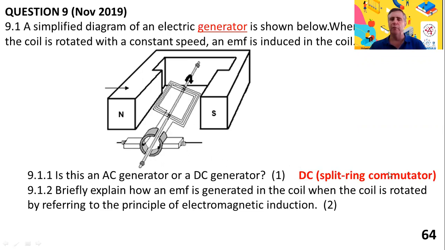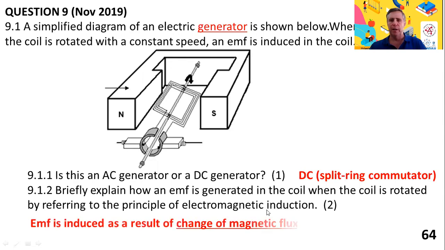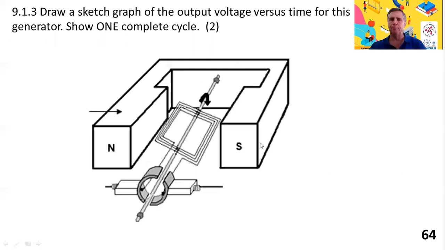Now note, you didn't have to put split ring commutator. You didn't have to give a reason. I'm just giving that to help you. 9.1.2, briefly explain how EMF is generated. That is learning. It's induced as a result of change of magnetic flux linked with the coil. That's just learning work for you.